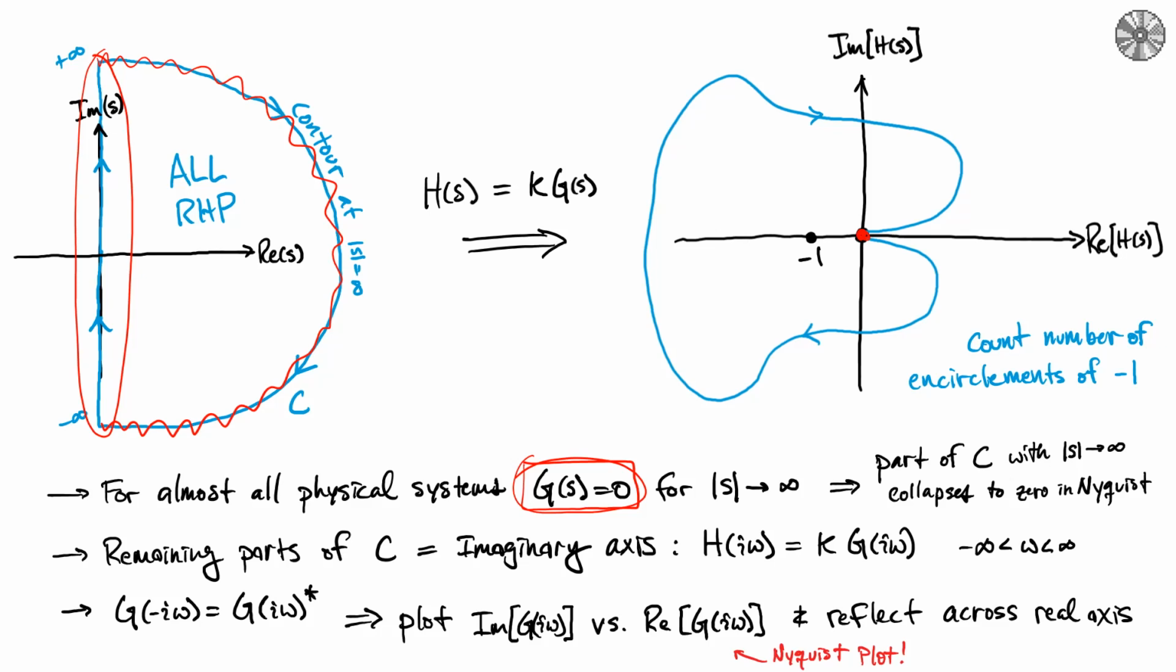And so essentially what we're doing is we're evaluating, depending on our gain, this g of i omega, which is again the imaginary axis. And something that we can observe is that there's some nice symmetry here, and so what we can really do is just plot for positive omega values, and then we can reflect this across the real axis, and that gives us the symmetry that we would expect based on, for example, just the complex conjugates.